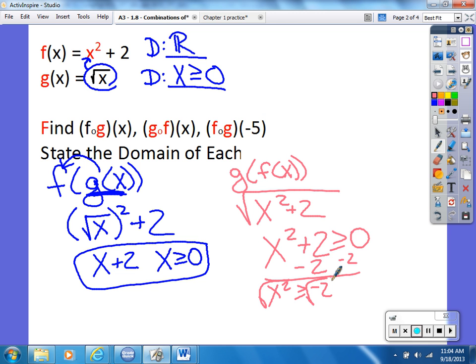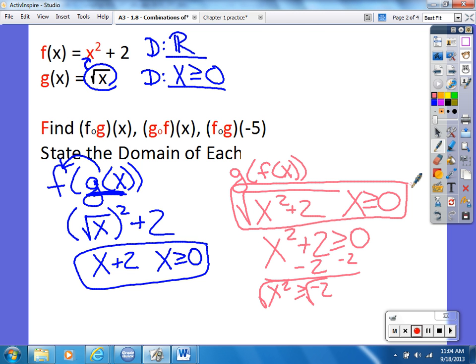But is it technically? Because of these up here, is it restricted up here? That means it's restricted down here. So our domain is x is greater than or equal to 0. If it's restricted above at all, it will then be restricted down in these functions.